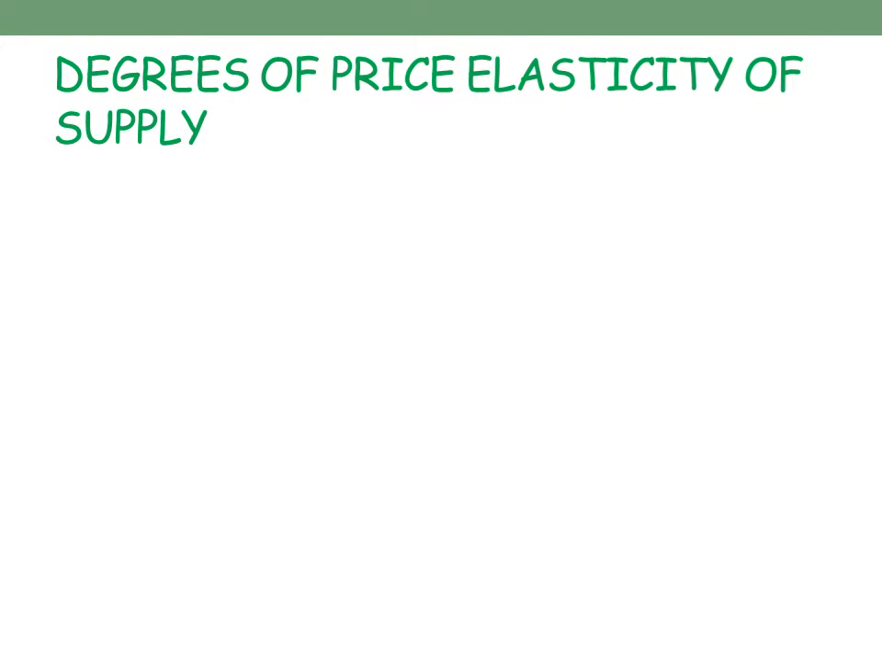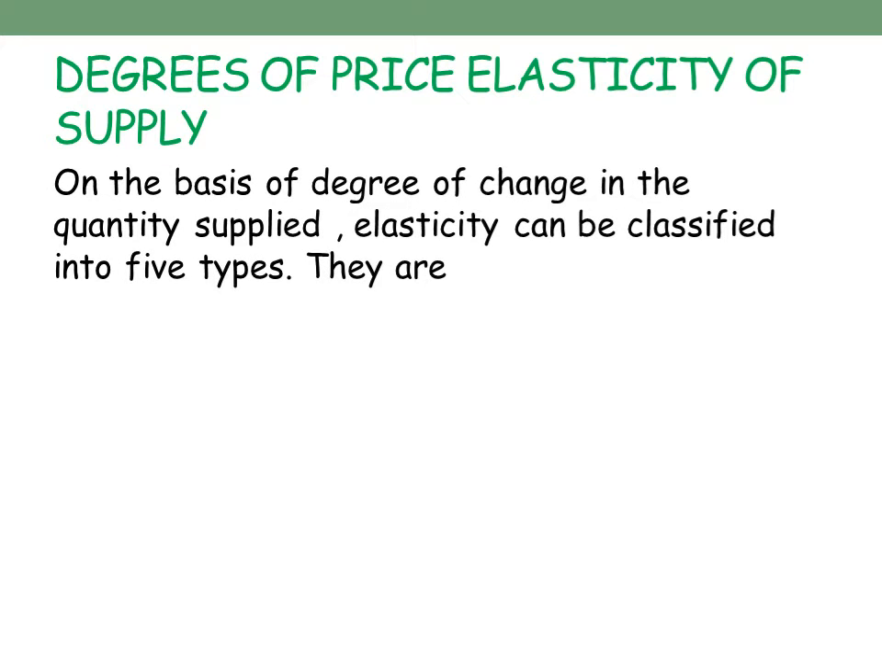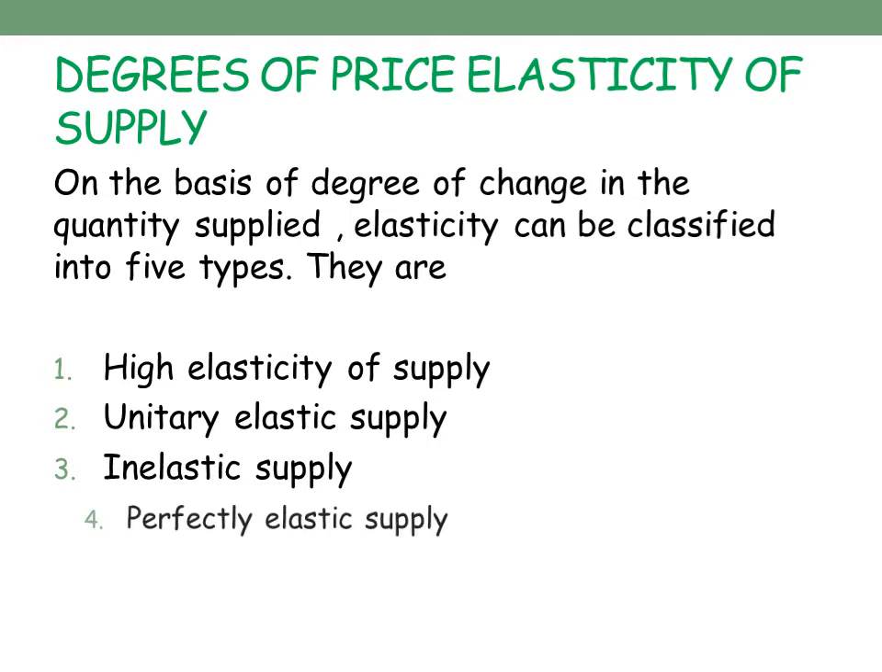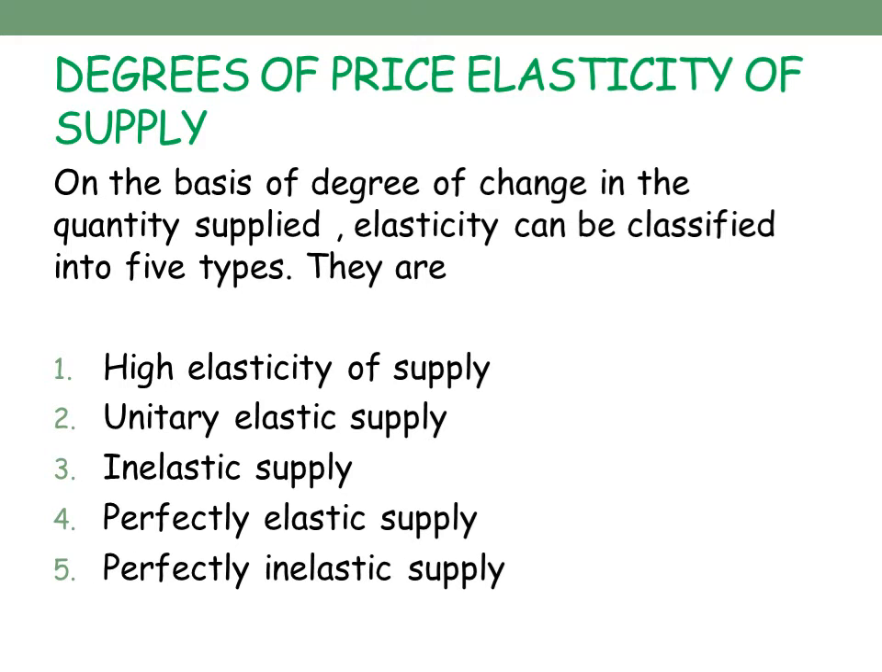Then, different degrees of price elasticity of supply. On the basis of degree of change in the quantity supplied, elasticity can be classified into 5 types. The very first one, high elasticity of supply. Second one, unitary elastic supply. Third one, inelastic supply. And the fourth one, perfectly elastic supply. And the fifth one, perfectly inelastic supply. So these are the different degrees of price elasticity of supply based on the degree of change.